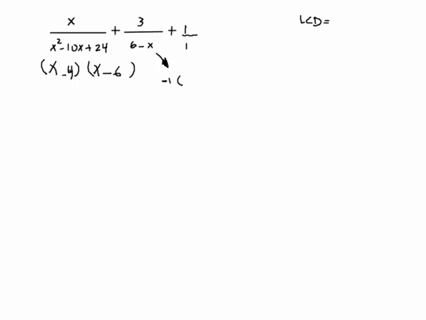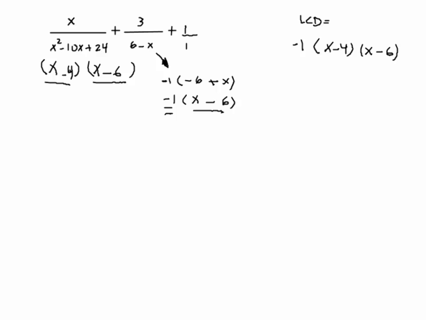So if I factor a -1, then I would get minus 6 plus x. So this is really -1 times x minus 6. If we do this so we can find the LCD, here we have x minus 6 will be part of my LCD, x minus 4 also is part of my LCD. Also we have this -1 here that would be part of my LCD. So LCD would be -1 times x minus 4 times x minus 6.